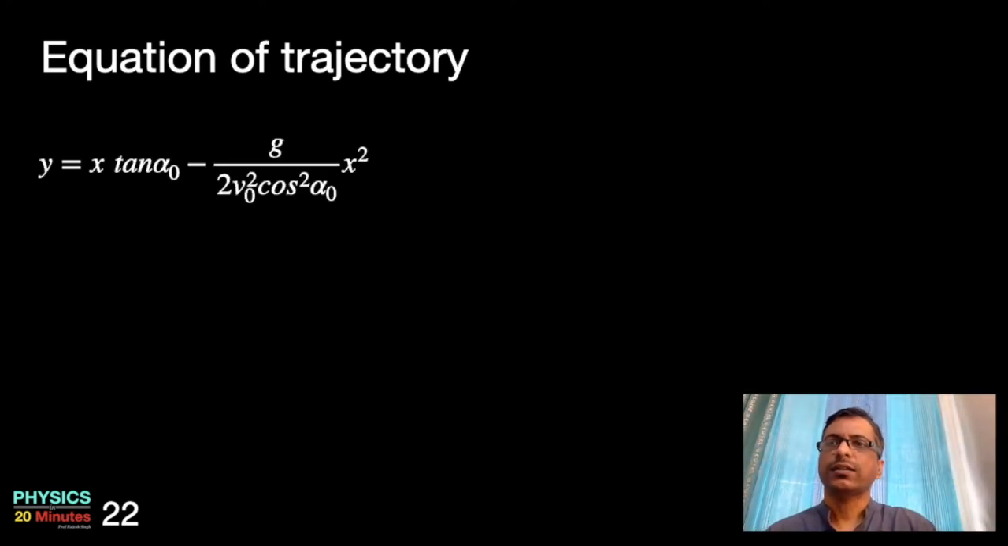So what is the nature of the equation of trajectory? If you look at this equation more carefully, you will see that since alpha 0 is a constant, tan alpha 0 is a constant, and everything apart from x square is constant. So g is a constant, 2 is a constant, v0 square is a constant, and alpha 0 is a constant, so cos square alpha 0 is a constant. So I can reduce this equation to this form, ax minus bx square, where a and b are two constants.